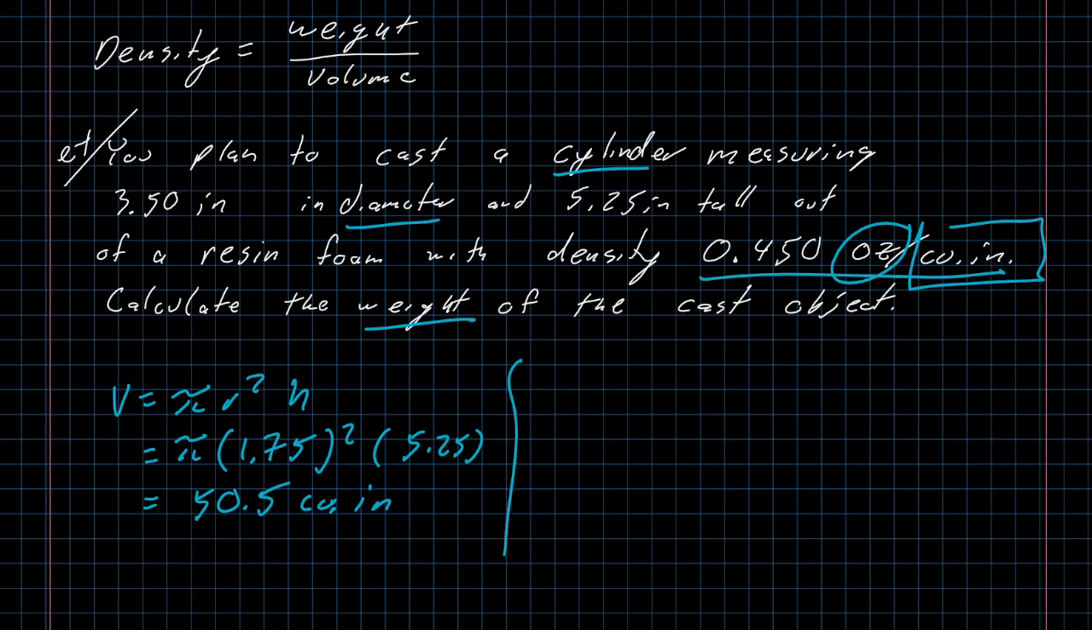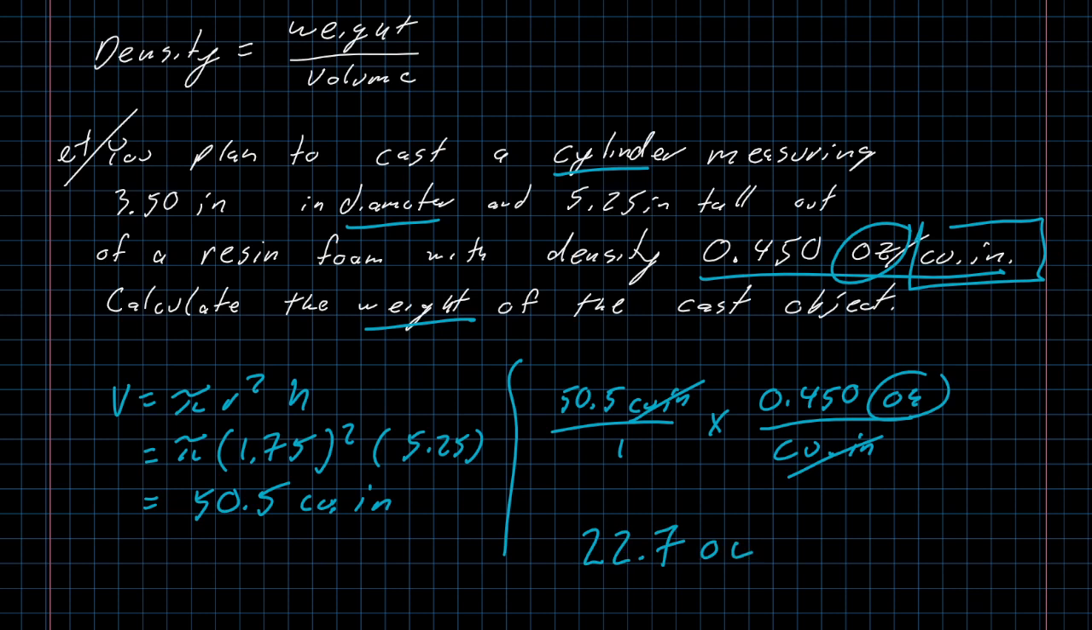Then from there, if I take my 50.5 cubic inches and I multiply by 0.450 ounces per cubic inch, well, then the cubic inches are going to cancel out. I'll be left with ounces, which is exactly what I want. So 50.5 times 0.450, my calculator tells me, comes out at 22.7 ounces. All right, not a lot else to talk about on that.